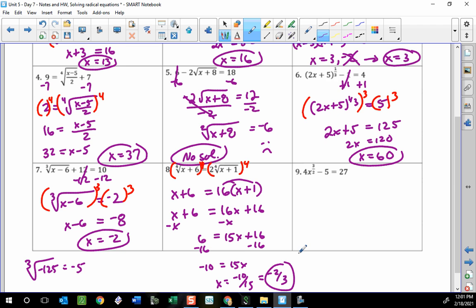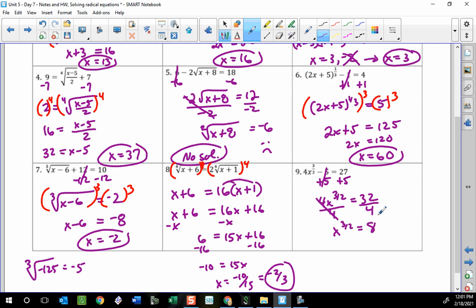Okay. All right, and the last one here, we got 4x to the 3/2 minus 5. So I'm going to clean this up. Add 5 to both sides. So I got 4x to the 3/2. So note that 3/2 is for the x, not for the 4. So I got to get rid of the 4 next. This is 32. So divide by 4. So I get x to the 3/2 equals 8.